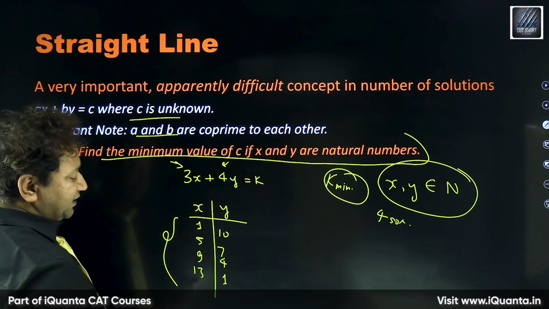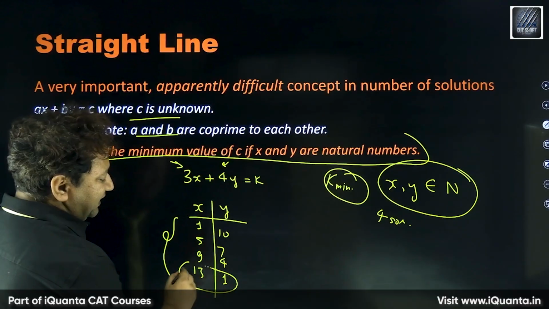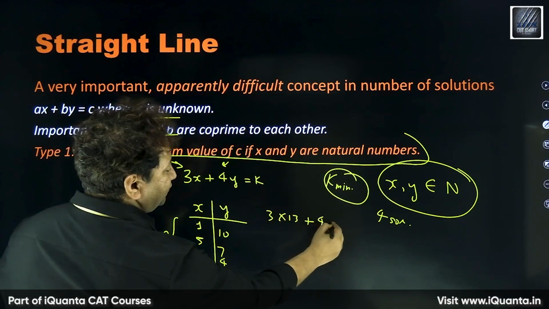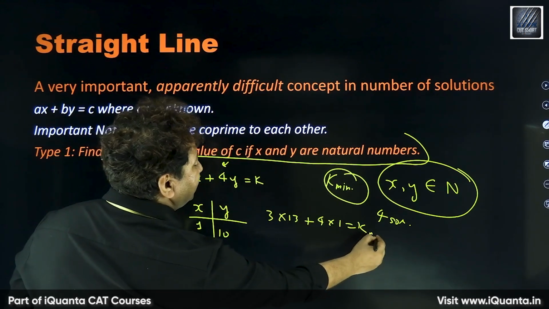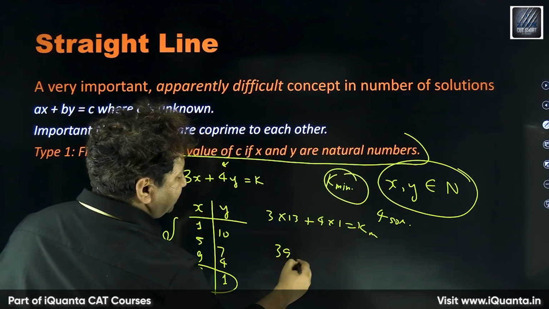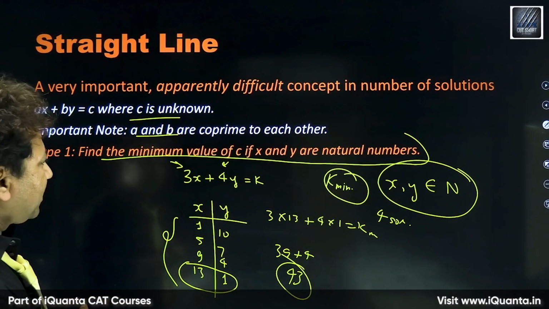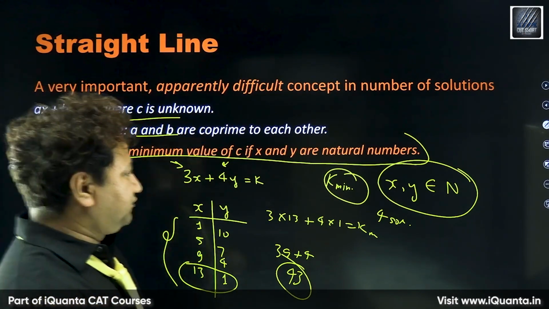What's the value of k? You can solve any of it. 13 and 1. 3 into 13 plus 4 into 1 is the value of k, the minimum value of k. 39 plus 4, I got 43 as the answer. Interesting stuff, I must say.